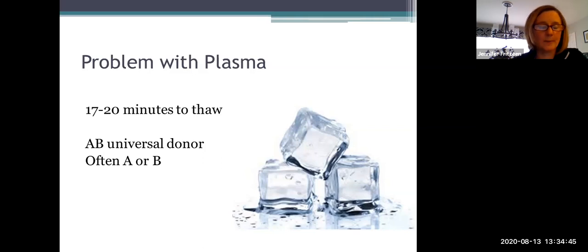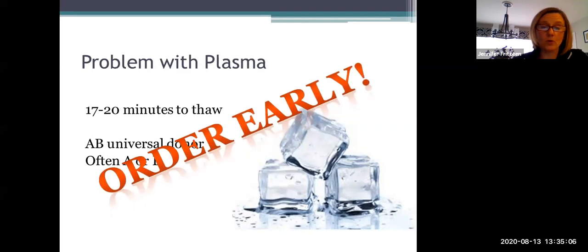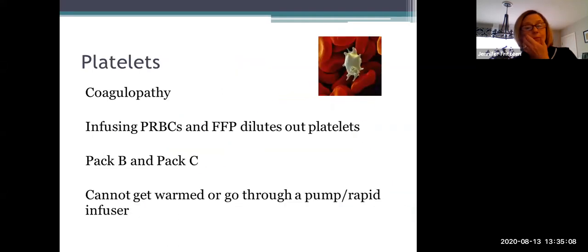Now, another problem with plasma is the universal donor for plasma is AB, unlike blood, which is O negative, and AB is even more rare than O negative is. So sometimes what you will see is you will get plasma that's either A or B, not often just AB. So again, order early so we can get it fast.